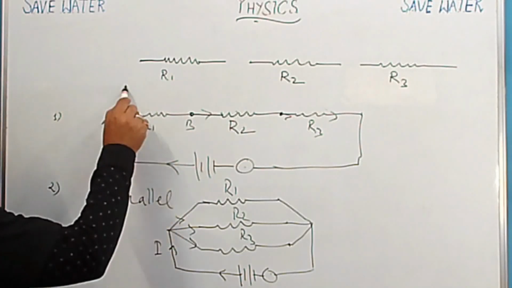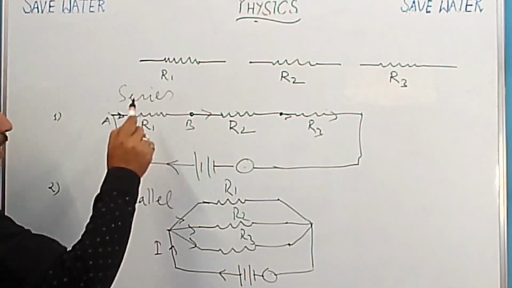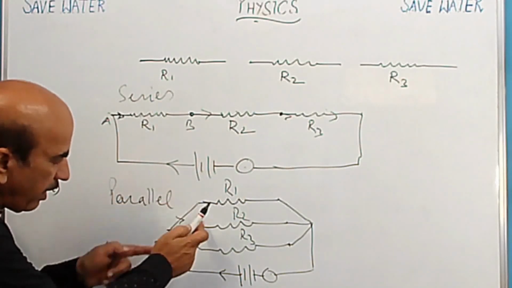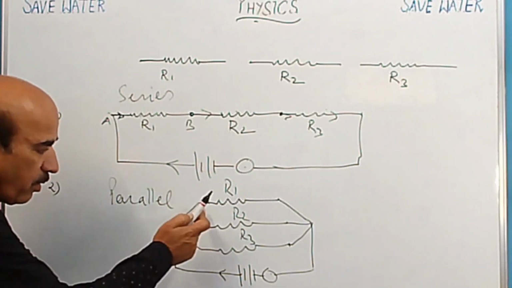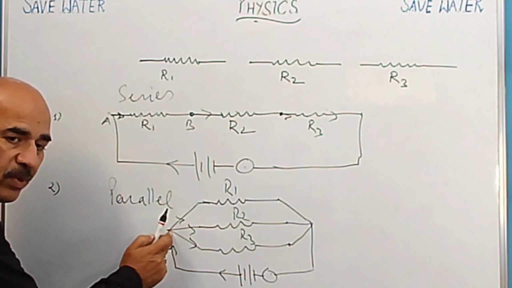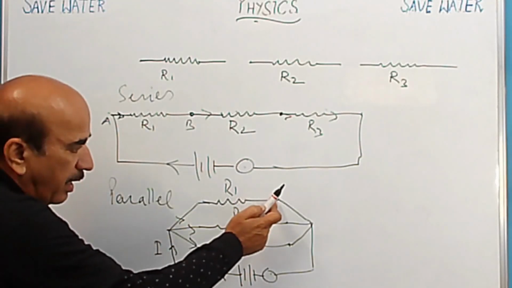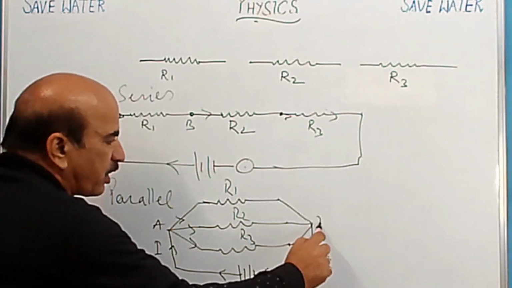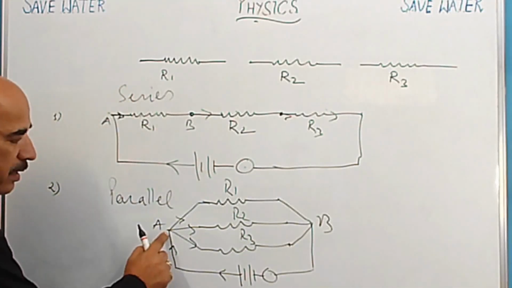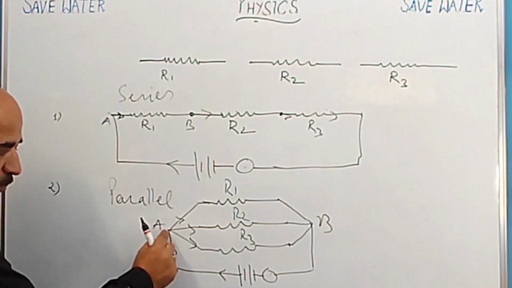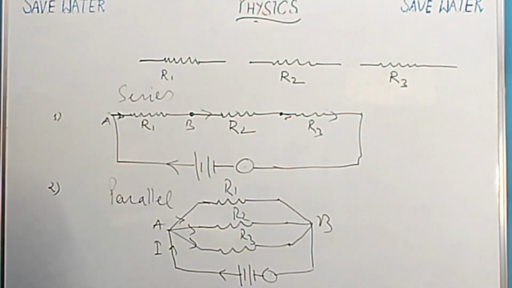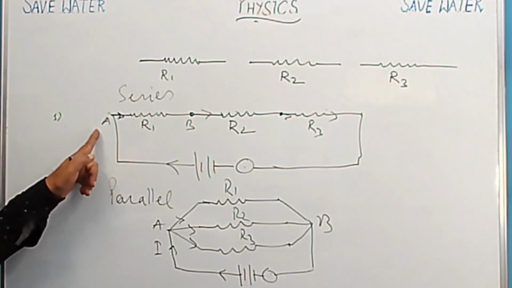So this system of joining the resistors is known as parallel combination, and this is called series. They are connected end to end, and here one end, second end, third end. One end of each resistor is connected to one common point, and another end of each resistor is connected to another common point. Between A and B, you see, right? All three ends are connected at one point. This is parallel combination, this is series combination.